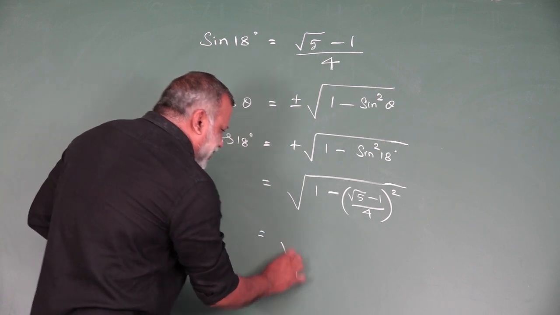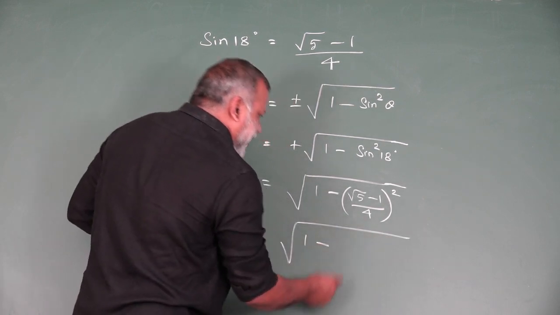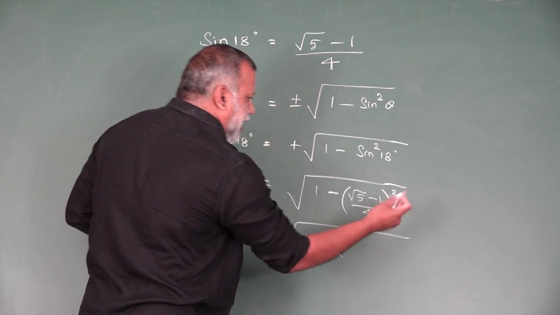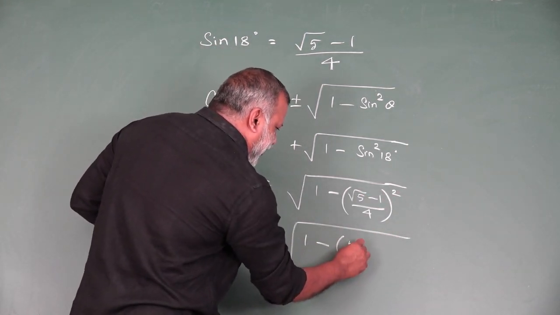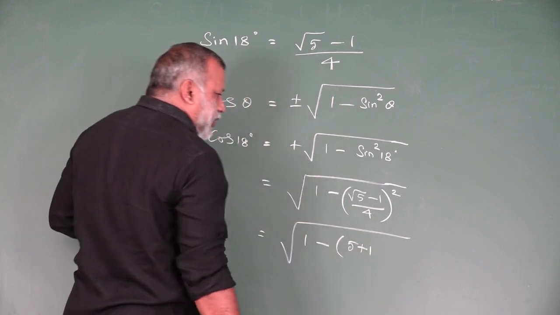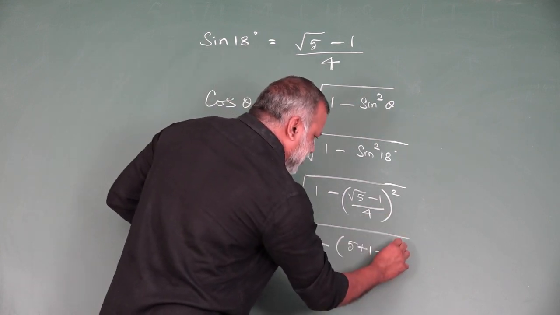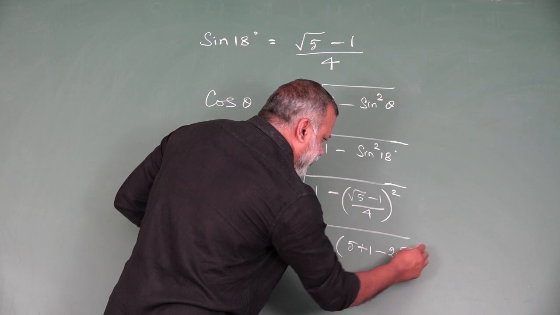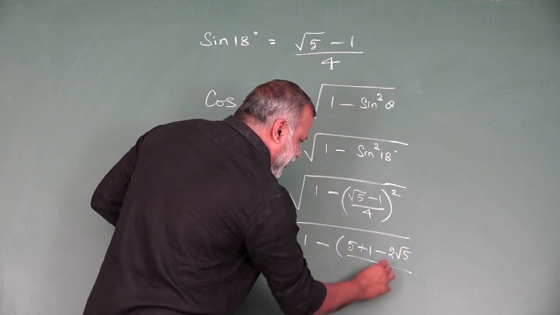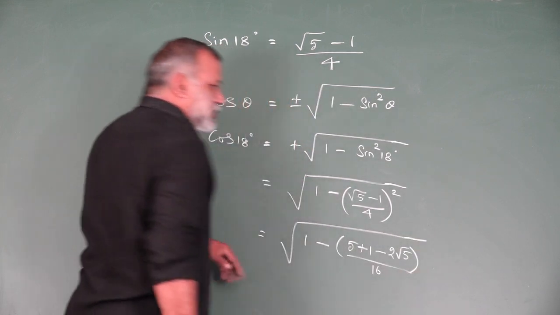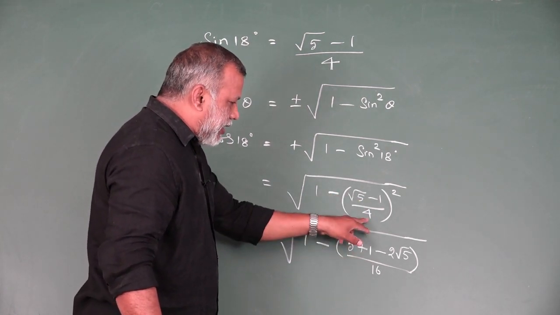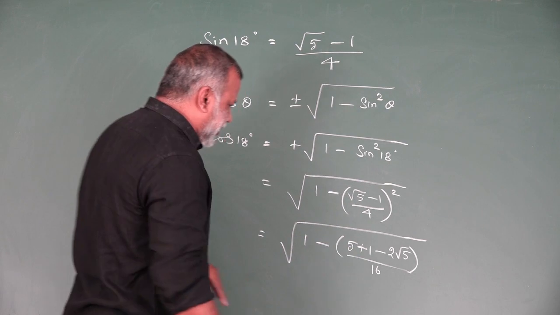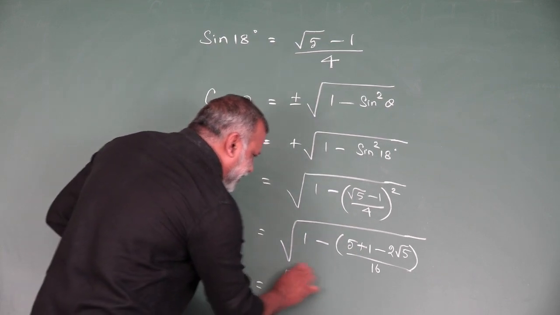Now we have to simplify the given data. 1 minus, it is in the form of a minus b the whole square. Expand this one. So we get root 5 squared, which means 5. Again 1 squared means 1. Minus 2 root 5, divided by 4 squared, which is 16. Expand the denominator having 4: 4 squared means 16.